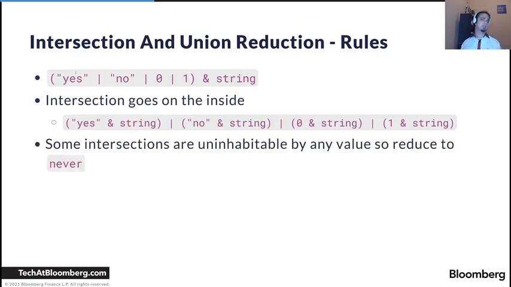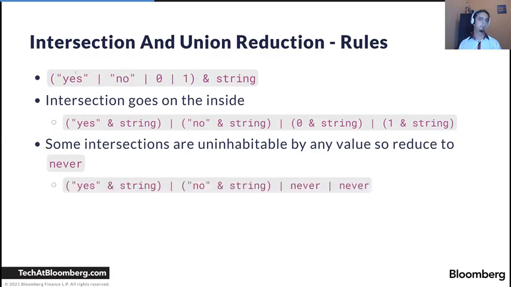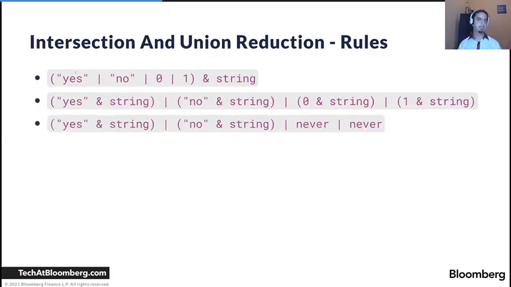Now, some of these intersections are uninhabitable by any values, so there are no possible values that could be there. So for example, 0 and string, there's no value that can be both 0 and a string, and there can be no value that is at the same time the value 1 and a string. So these reduce to never. Okay, great. So now we already have a simpler type.